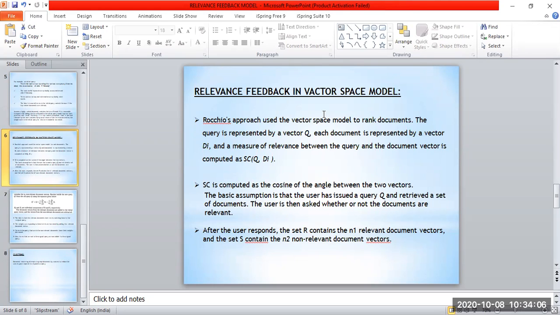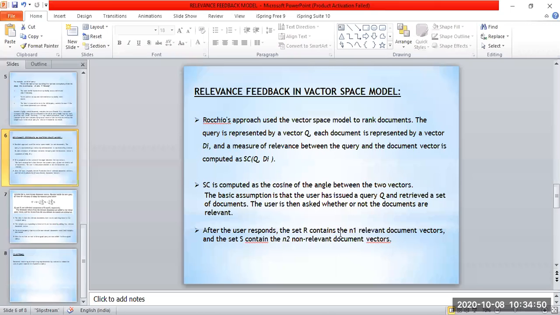After the user decides which are the relevant documents, we will convert the relevant documents into vectors, and the non-relevant documents also into vectors. That is the second step. After the user responds, the set R contains n1 relevant document vectors, and the set S contains n2 non-relevant document vectors. So we have two sets here, set R and set S.